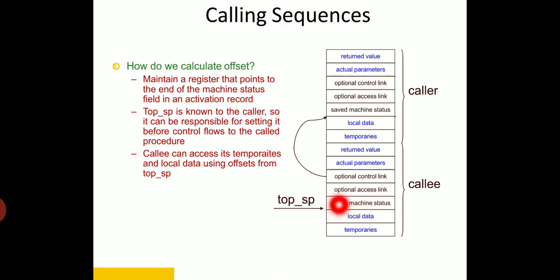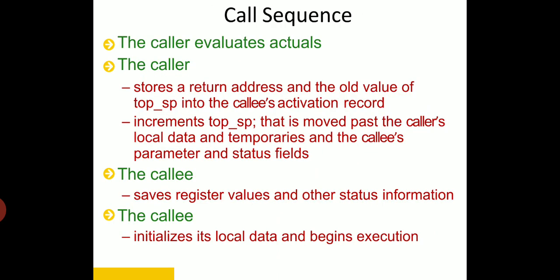So this callee will be accessing its temporaries and local data using offsets from this top_SP. This is set by the caller.